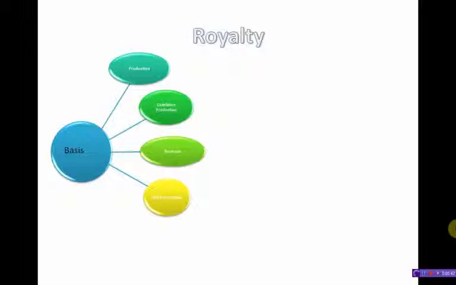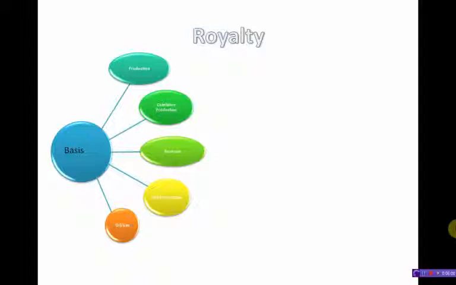As discussed earlier, royalty is again calculated differently for oil and gas and other streams. If there is, for example, a condensate, then royalty will be calculated differently for condensate. So royalty basis will differ for different streams of oil, gas and condensate. This is about the basis of royalty.